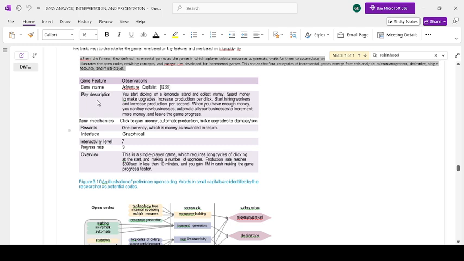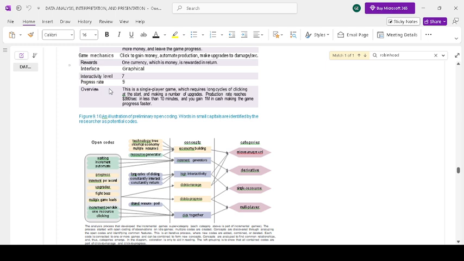As you can see, these are the features of the game. And you're trying to observe the measure of that in scale of 1 to 10. Or depends, you can measure it quantitatively or qualitatively. Overview: this is a single player game which requires long cycles of clicking at the start and making a number of upgrades. Production rates reaches $390 per second in less than 10 minutes, and you gain 1 million in cash, making the game progress faster.